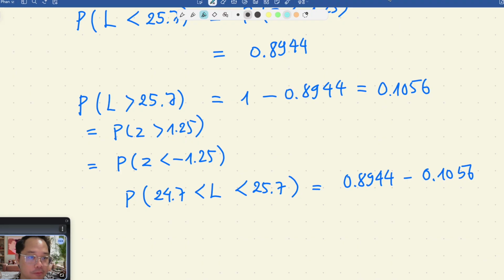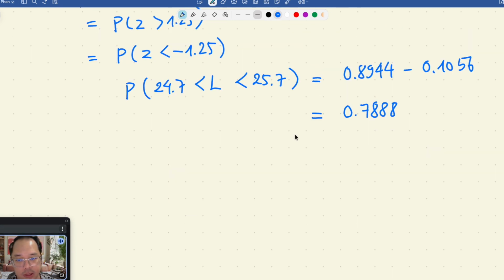You got it, right? Can you say again? 0.7888. Okay, but anyway, so this is the probability, the red region. So let me change that into the red color.